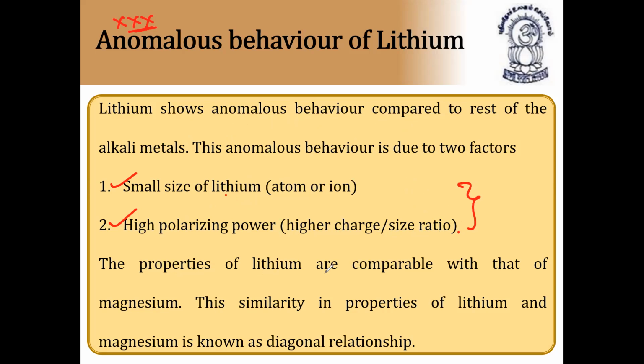The properties of lithium are comparable with that of magnesium. That's why they have a diagonal relationship. Lithium has a diagonal relationship with magnesium. Why does it show a diagonal relationship? Because the properties of lithium and magnesium are almost similar. This similarity in properties of lithium and magnesium is known as diagonal relationship. So lithium will show diagonal relationship with magnesium.